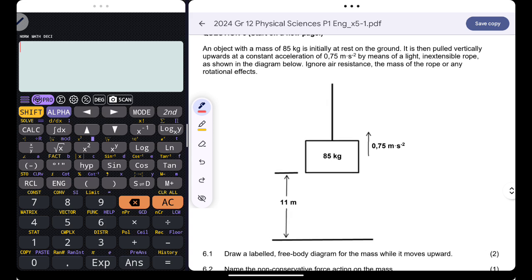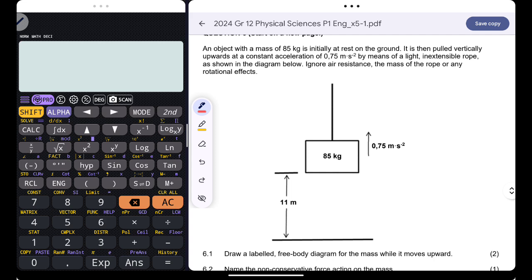Okay, we are told that an object of mass 85 kg is initially at rest on the ground. It is then pulled vertically upwards at a constant acceleration of 0.75 meters per second squared by means of a light inextensible rope, as shown in the diagram below. Ignore air resistance, the mass of the rope, and any rotational effect.